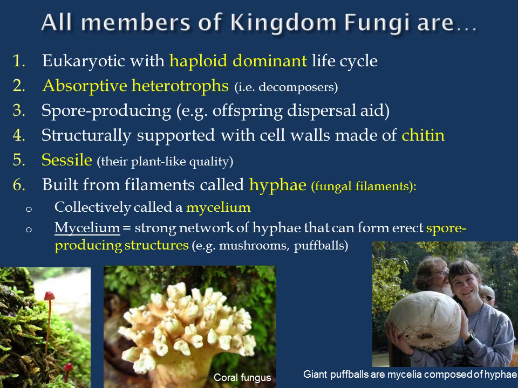What is a fungus? Well, let's go over their traits. One, they have eukaryotic cells. That means, of course, they have a membrane-bound nucleus and organelles, and they have a haploid-dominant life cycle. Two, they're absorptive heterotrophs. So absorptive meaning that they secrete the enzymes first and then absorb the nutrients the enzymes yield, and they do that in decomposition. Three, they are spore-producing organisms. So the offspring are dispersed with either animals like the ant we mentioned before or wind.